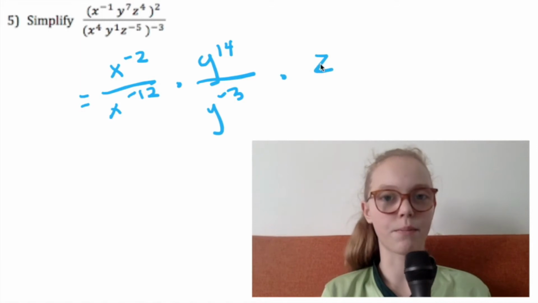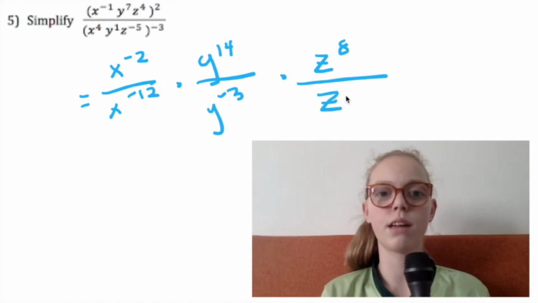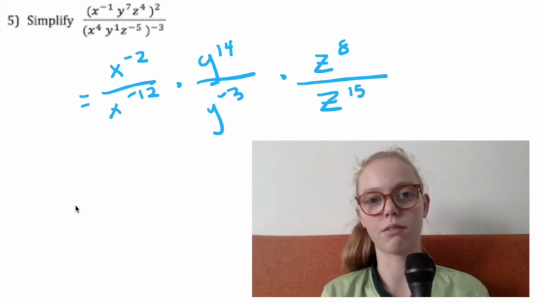Next, we look at z. On the top, we have z to the 8. And on the bottom, we have z to the 15. 8 is 4 times 2, and 15 is negative 5 times negative 3.